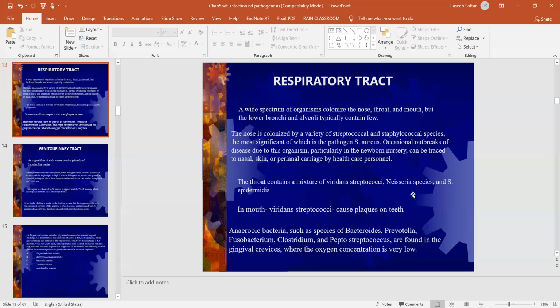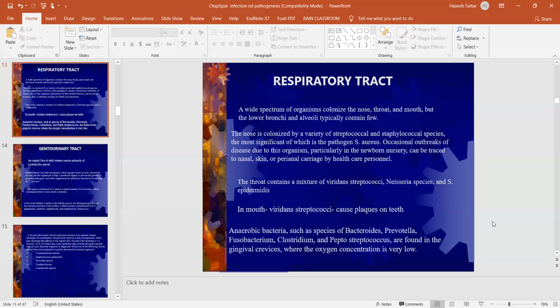Next we also discuss the throat. In the throat, mostly the viridans species is the most common one. And within the viridans species in the mouth, Streptococcus mutans is the most common bacterium which causes plaque production. So what is plaque? Plaque is a gelatinous compound produced by proteins. Who produces this protein? That is Streptococcus mutans.